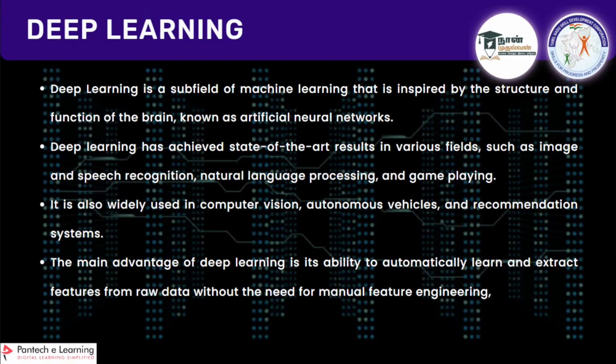So this deep learning has achieved state of the art results in various fields, including image processing, speech recognition, NLP, and game playing, and so on. It is also widely used in computer vision, autonomous vehicles, and recommendation systems. The main advantage of deep learning is its ability to automatically learn and extract features from the raw data without the need for manual feature engineering. When we go for machine learning, we need to select the features, do the processing, and give it to the model. When you go for deep learning, it will do it on its own.